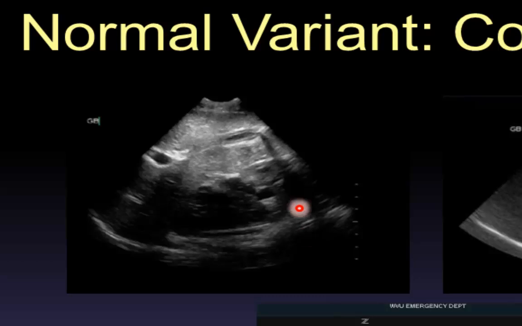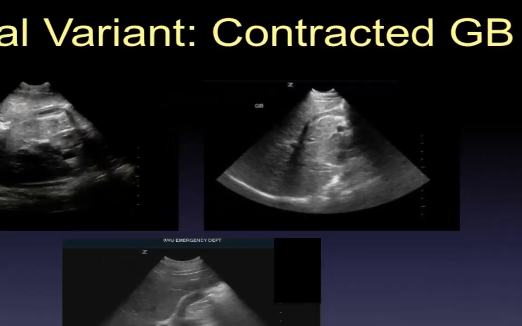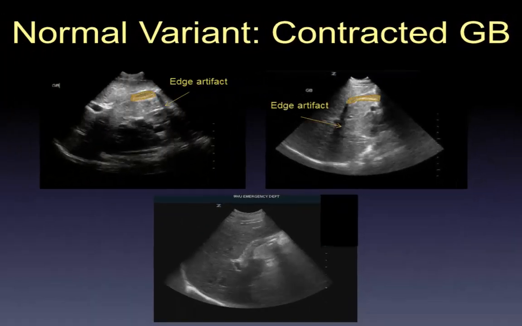And I'll just point out these edge artifact shadows. These should be differentiated from stones because they stay on the edges. They don't have stones present, and no matter where you go, they always follow the edge of the structure. A few labels there to kind of help you out.